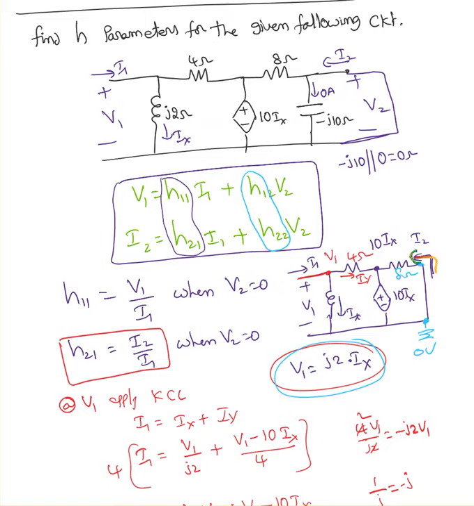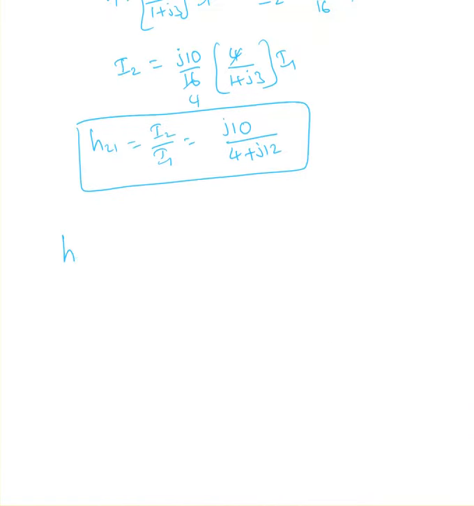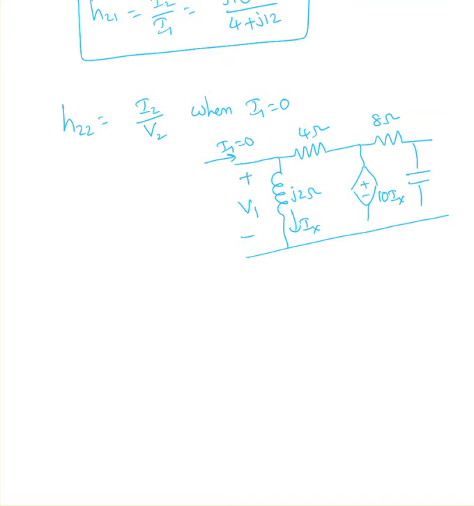So from here, H22 equal to I2 over V2 when I1 equal to 0. So my circuit is going to look like this. From this circuit, you can clearly see this is my I2 and that's my V2. This is minus j10 volt. Now I need to find the relation between I2 and V2 when I1 equal to 0.